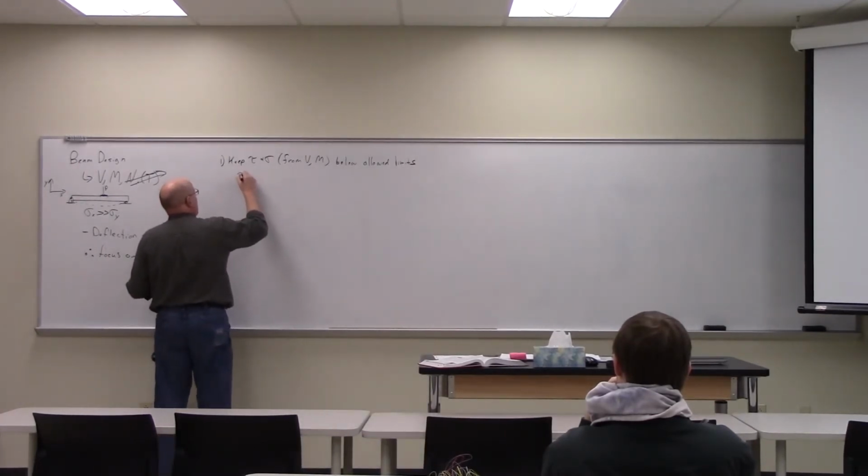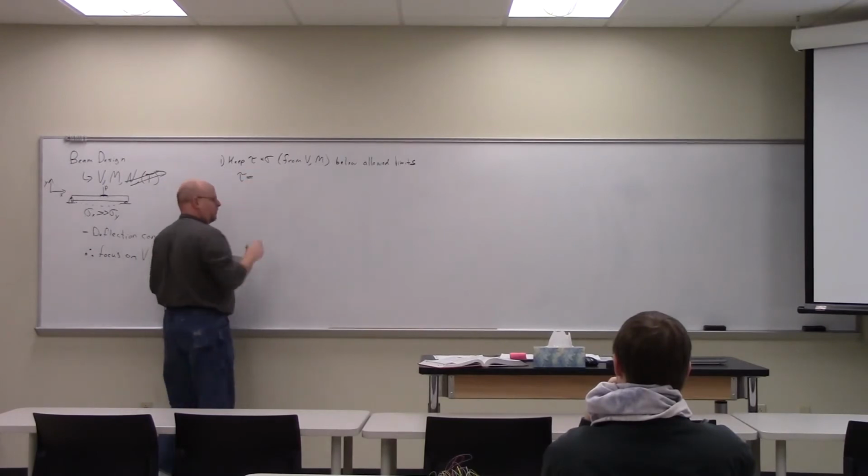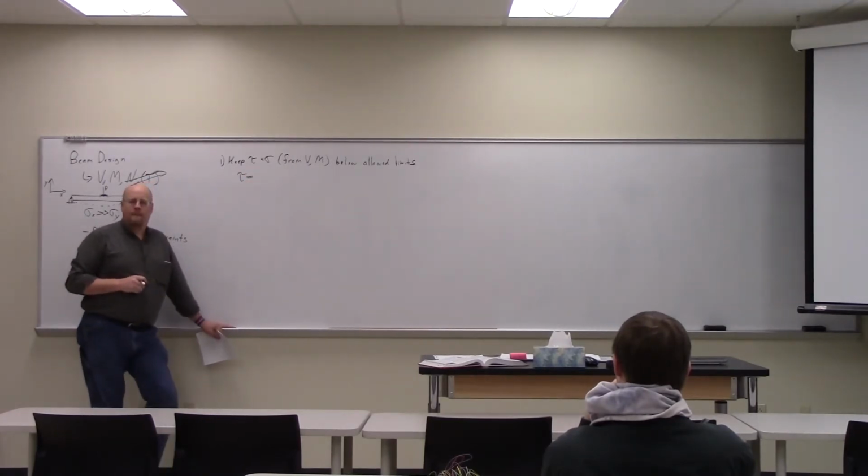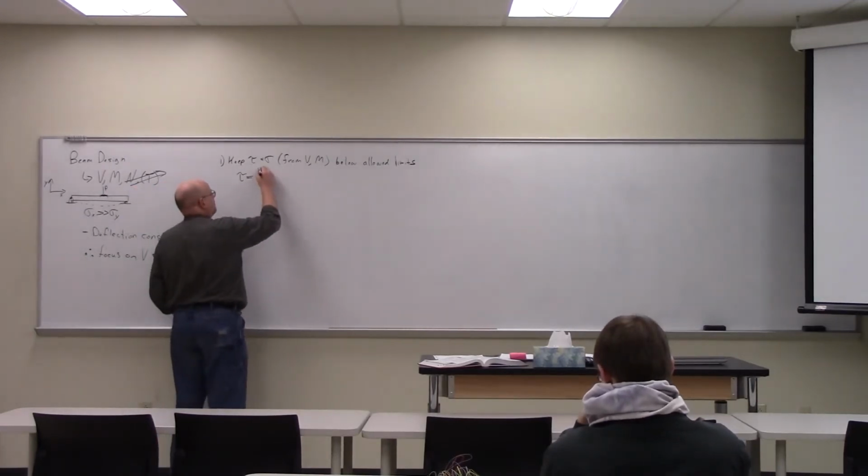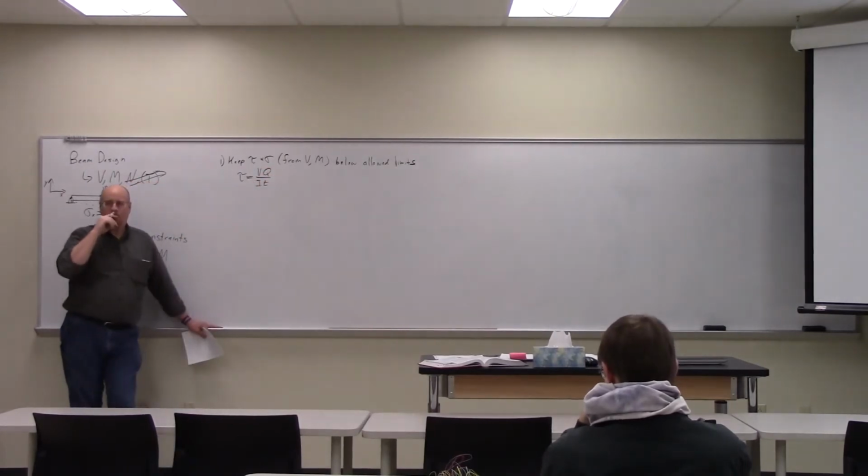So, how does tau behave? Well, what's the expression we have for tau? Tau is VQ over IT. VQ over IT. Okay? For a given beam, if we wanted to know how tau is distributed across the cross section.